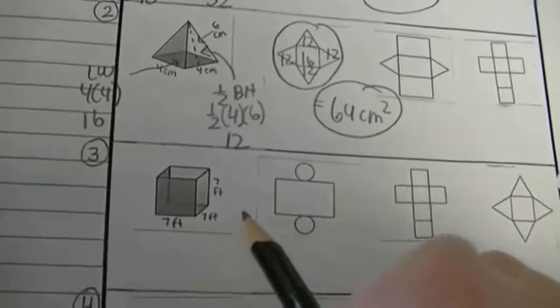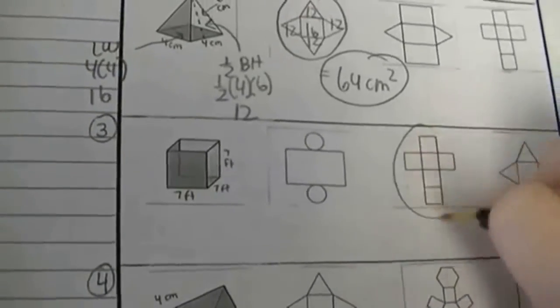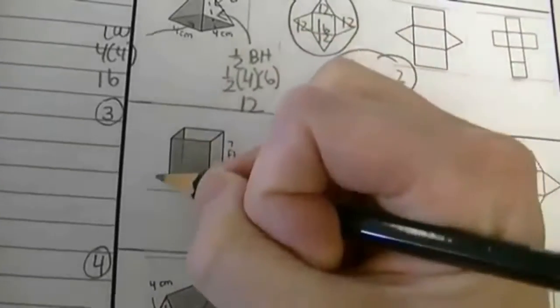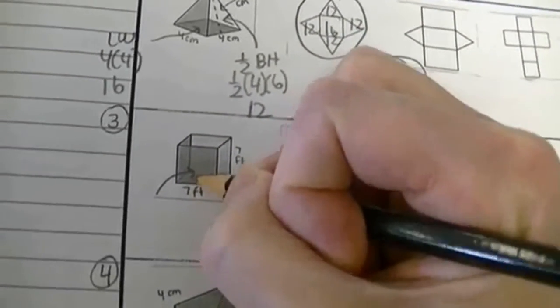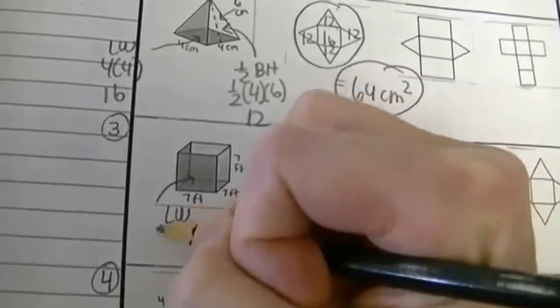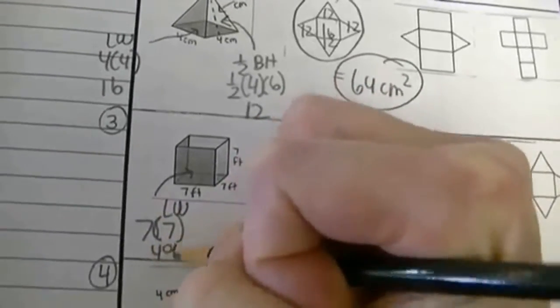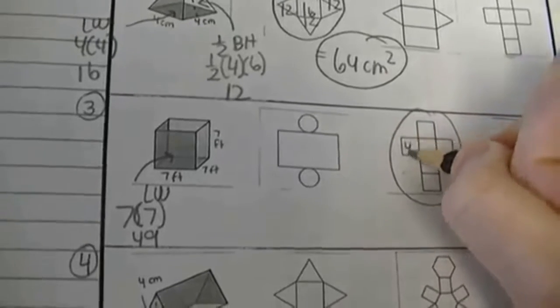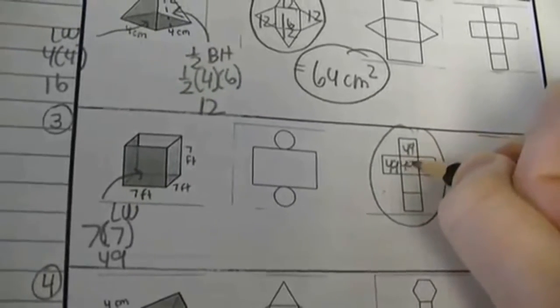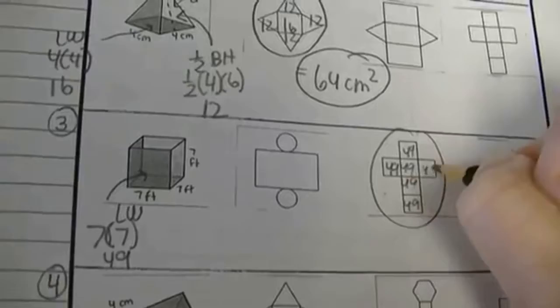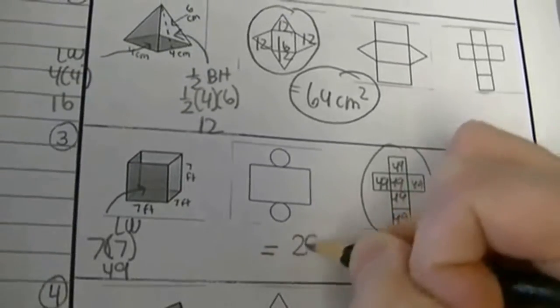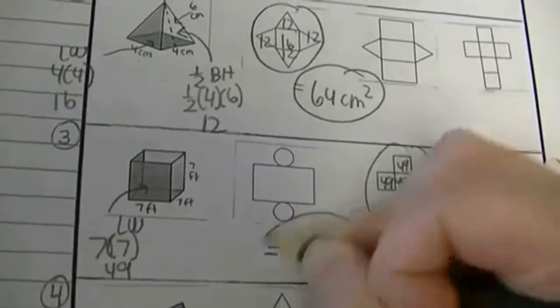Okay, that's a cube. So that's its net. I know on a cube all the faces are going to be exactly the same. So I'm going to go 7 times 7, which is 49. So I can go 49 times 6. And that would give me, I think, 294 feet squared.